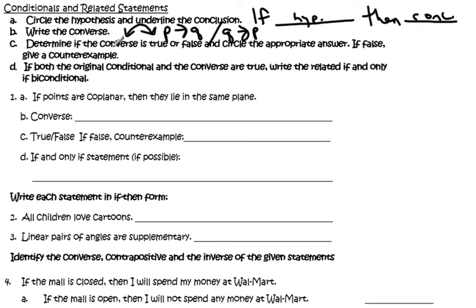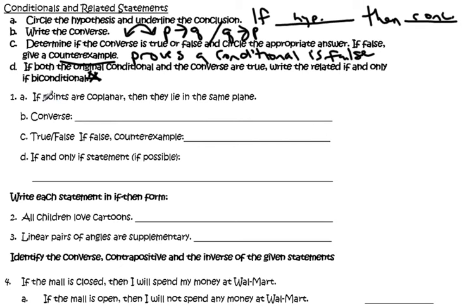If false, we're going to give a counterexample. Remember, a counterexample proves the conditional is wrong. And then if both the conditional and the converse are true, we're going to write an if and only if, biconditional, and we'll talk about biconditional in a moment.